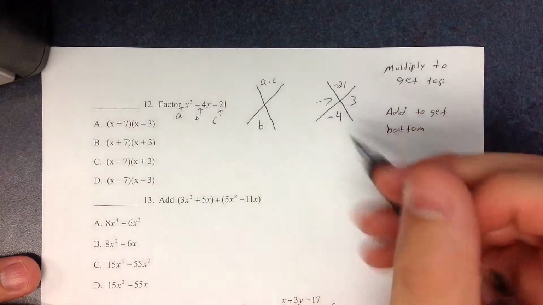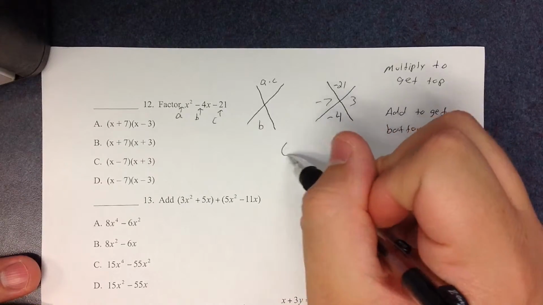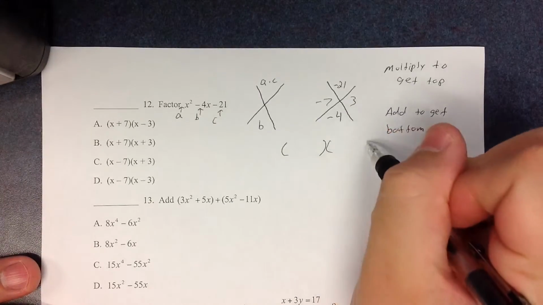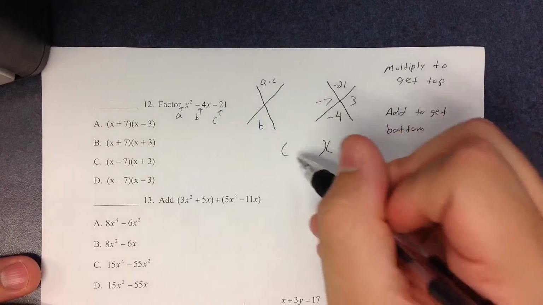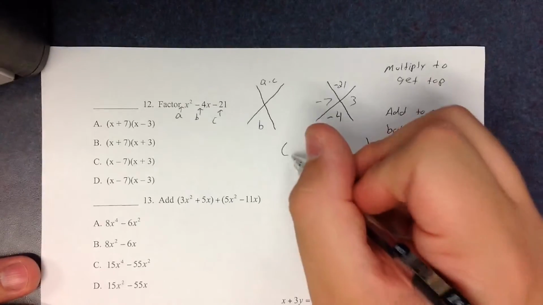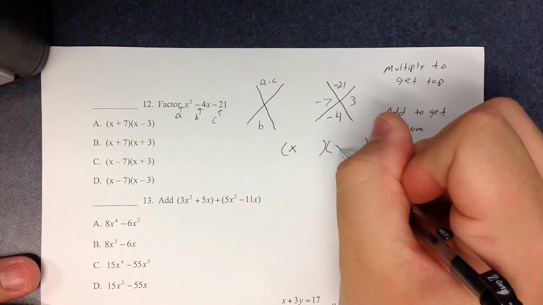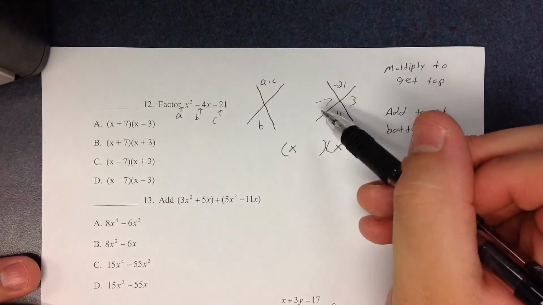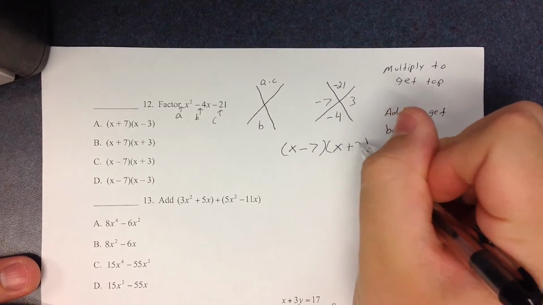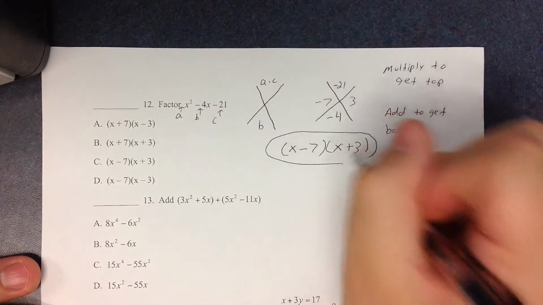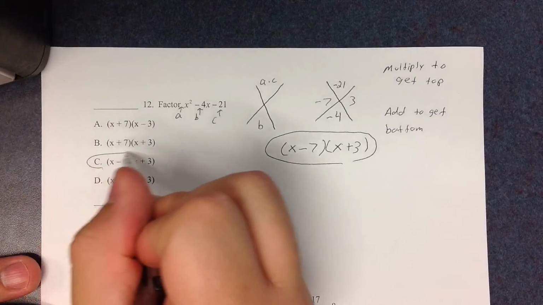Now since a was 1, we can go directly to our answer, and since we're factoring a trinomial, it becomes two binomials. We know since this is x squared, we're going to have x here and x here, and then we use our two diamond answers, so minus 7 and plus 3. So x minus 7 and x plus 3.